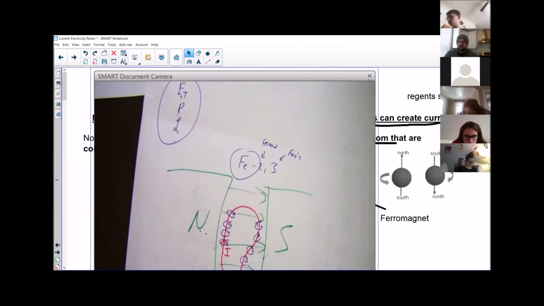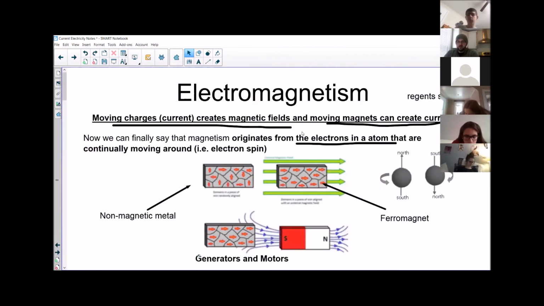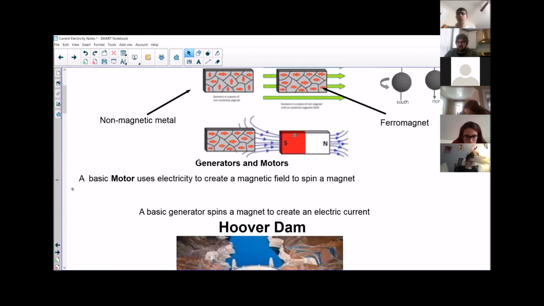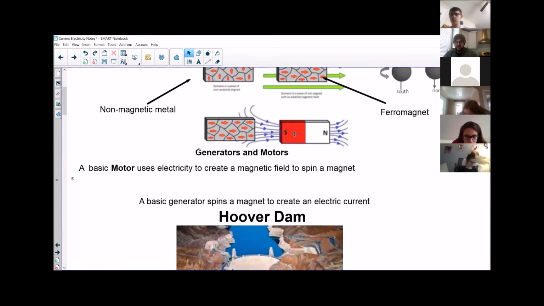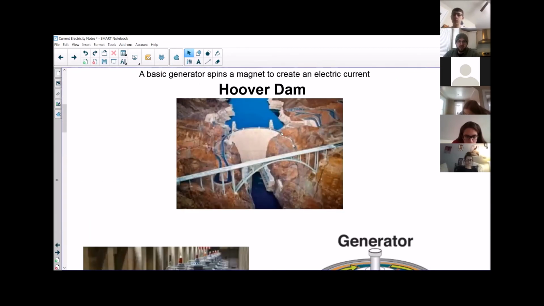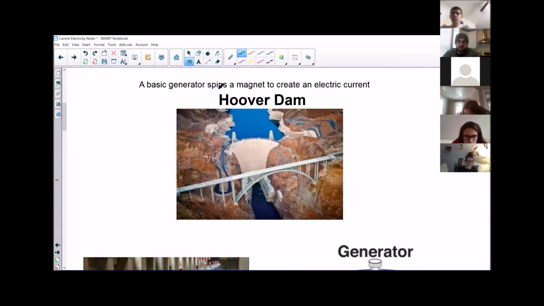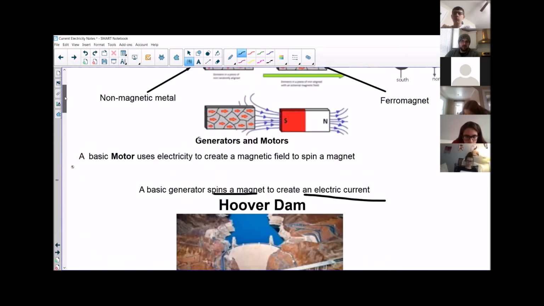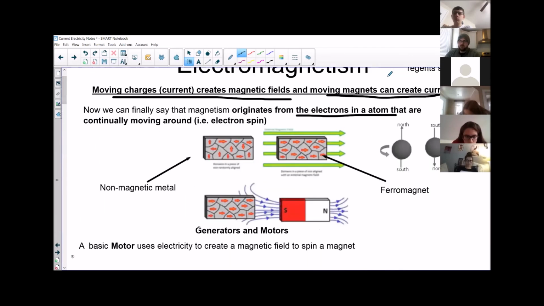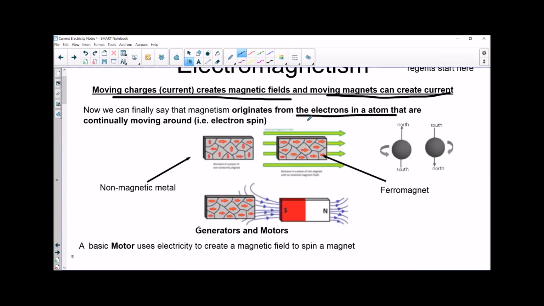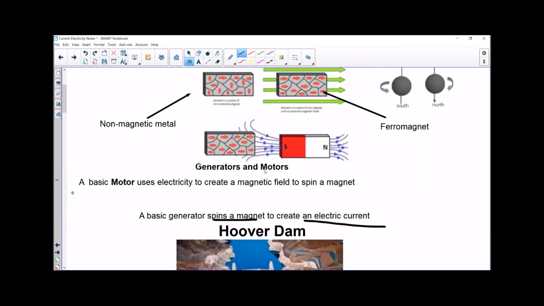So, let me get rid of this. If you've heard of a term called a generator, something that generates electricity, it's just the exact opposite. A generator works by spinning a magnet to create an electric current. Because remember, we learned above that magnetism originates from moving current, and that moving magnets can create electric current. So they're kind of like two sides of a coin, if you will.